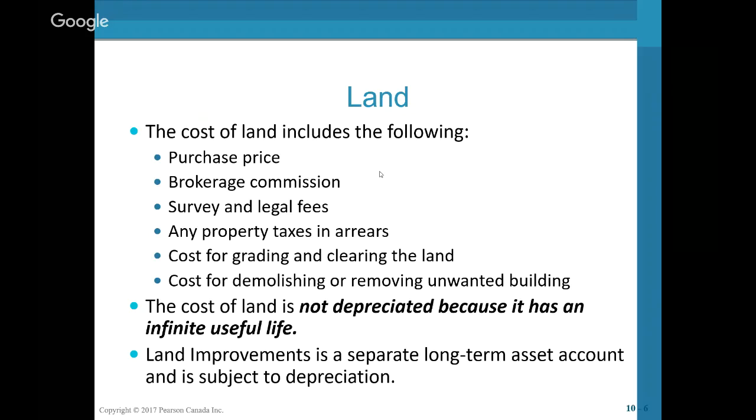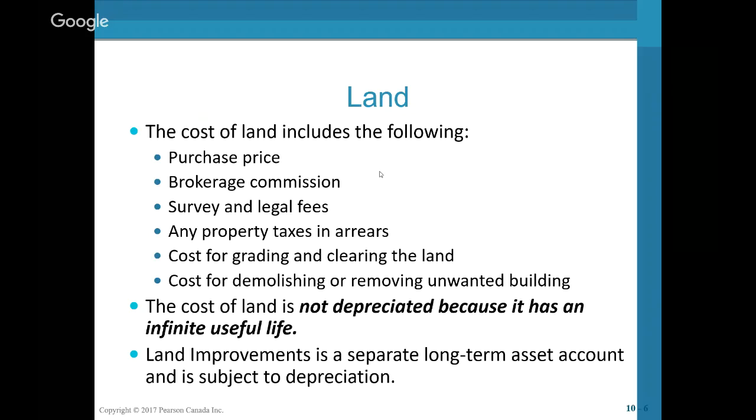Okay, the cost of land includes the following. It includes the purchase price. If you have any brokerage commissions that you've got to pay your real estate agent, you include those as well. Your survey costs, any legal fees to purchase the land, any property taxes that are in arrears, those would be necessary to pay just to buy the land. And again, the thing to think about here is, did we incur the cost, and was that cost necessary to buy the land? If the answer is yes, generally it's included as part of its cost.